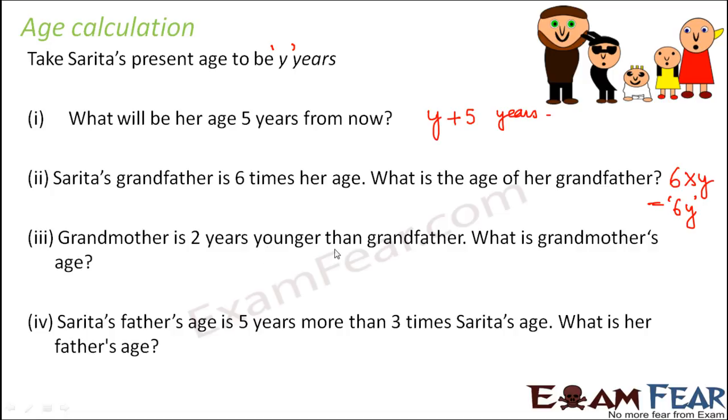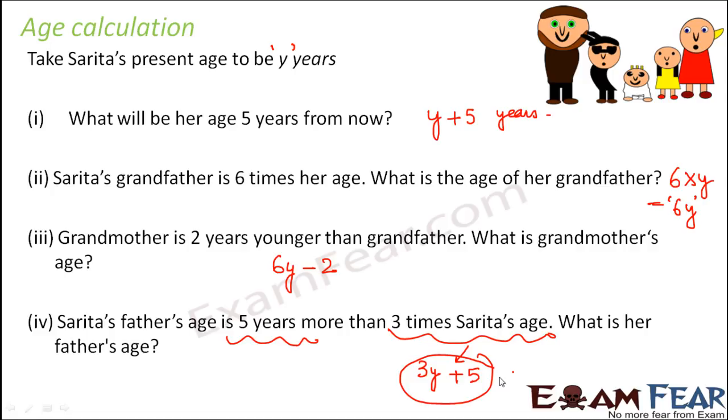Grandmother is 2 years younger than grandfather. Grandfather's age is 6y, and grandmother is 2 years less than 6y, so you subtract 2 from 6y. So 6y minus 2 years is grandmother's age. Sarita's father is 5 years more than 3 times Sarita's age. So 3 times Sarita's age would be 3y, and her father is 5 years more than that, so 3y plus 5 would be father's age. You see, this is pretty interesting. You need to understand the statement and then convert it into an algebraic expression.